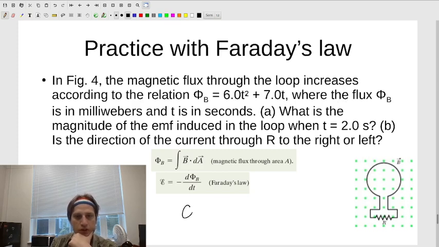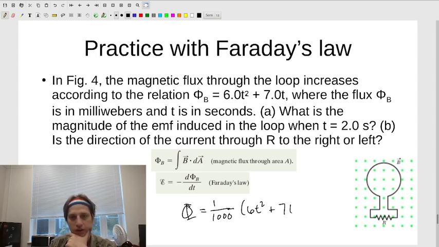Okay, so here, to get the flux in Webers, it would have to be 1/1000th times 6t squared plus 7t, and t is in seconds. Then it says, what is the magnitude of the EMF in the loop when t equals 2 seconds?